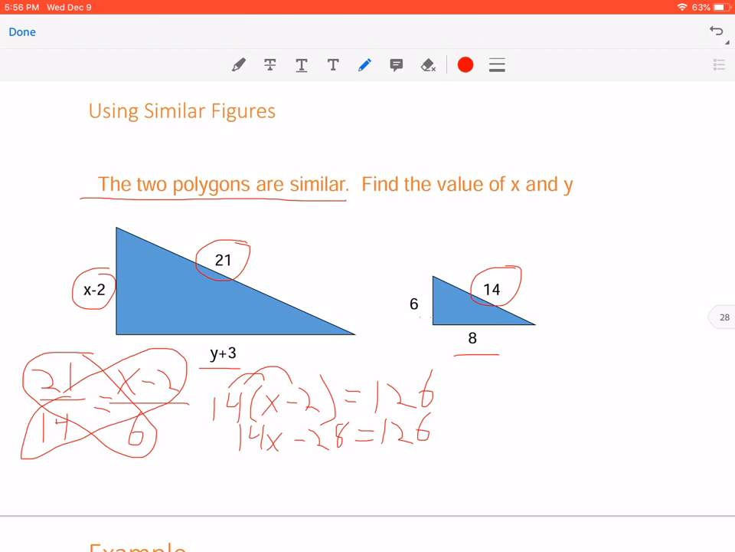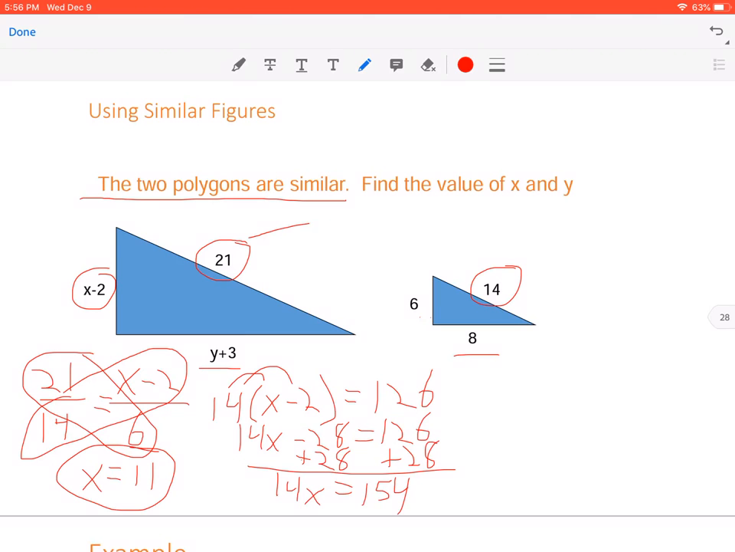This is what the problems will look like on the quiz next week. So add 28 to both sides and you get 14x equals, so 126 plus 28, 154. And again, what's your last step? Divide by 14. X is equal to 11. So there's our one answer. But looks like I had two variables here. I also have y. Use the same proportion that worked.